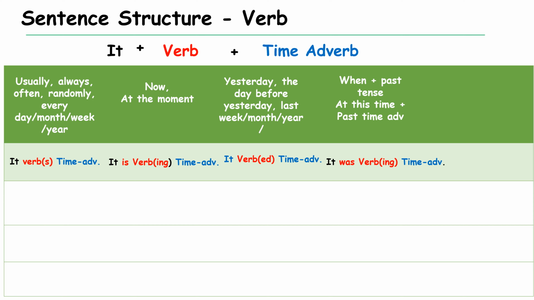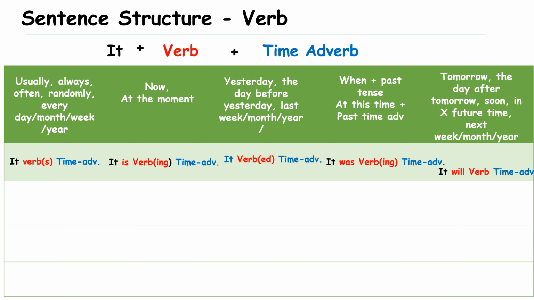It was verb-ing. And finally, if you have time adverbs like tomorrow, the day after tomorrow, soon, in X future time, next week, next month, next year, it means you're referring to the future tense. And then your sentence structure will be as following. It will verb and time adverb.